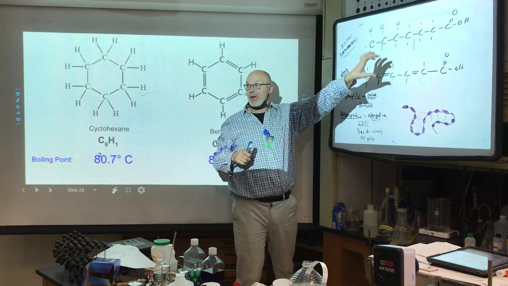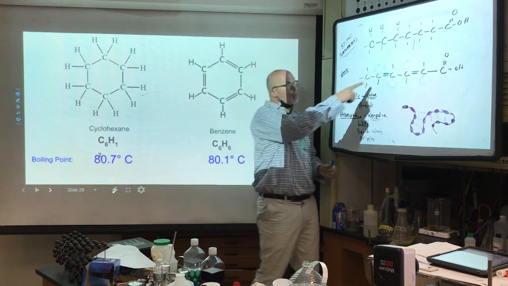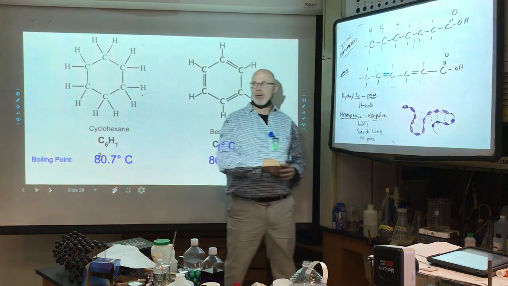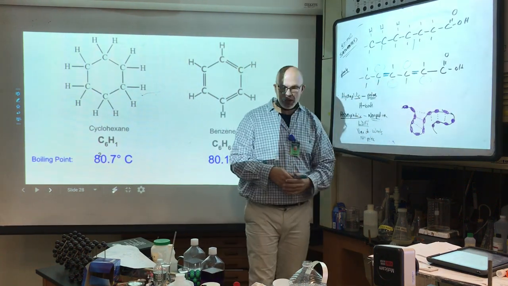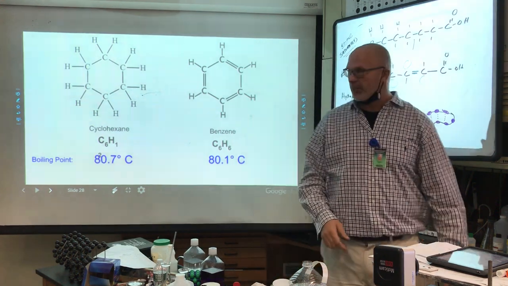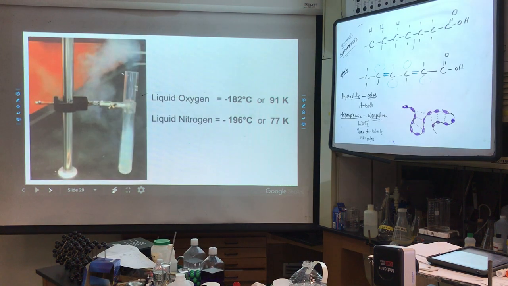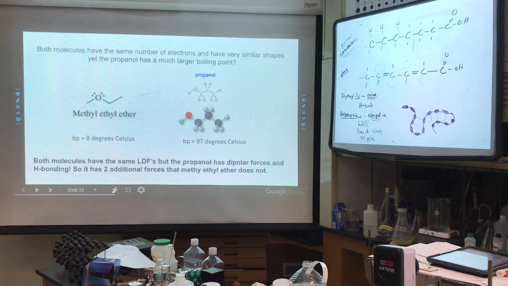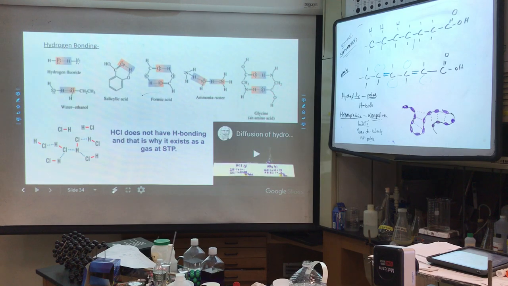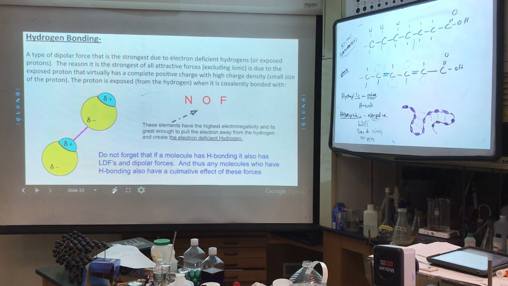Plant oils and fats are not solids because they have these double bonds here, which means they can't have as many H's. Really, really cool stuff, okay? When you get to the details, I really get excited, sorry. Because you're not memorizing, you're figuring this out. Okay, now, let's go to H bonding.